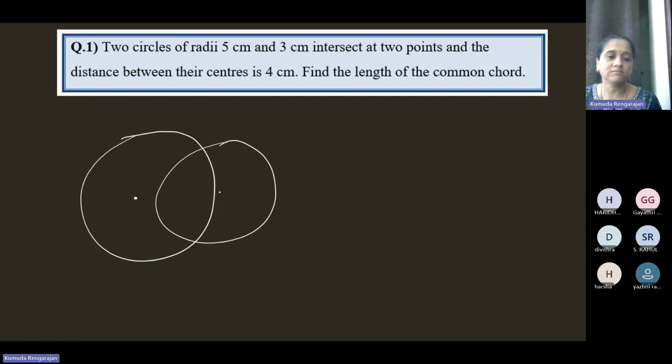Okay. Center. The distance between their centers is 4 centimeters. And see, if I join the center of the first circle to this point on the circumference, that's a radius, right? Yes, 5. If I join the center of the second circle to this point, see, this point lies on both the circles. This is the radius, right? 3 centimeters. All right? Yes.